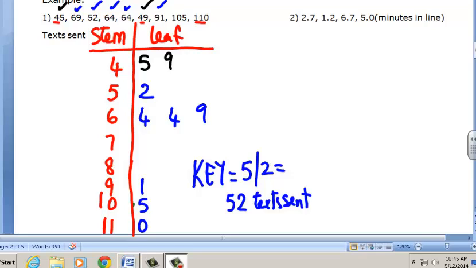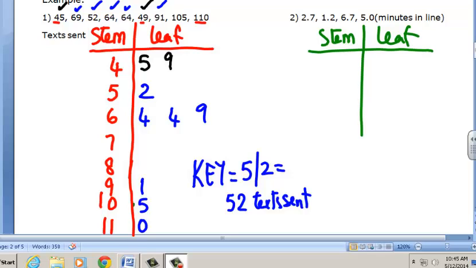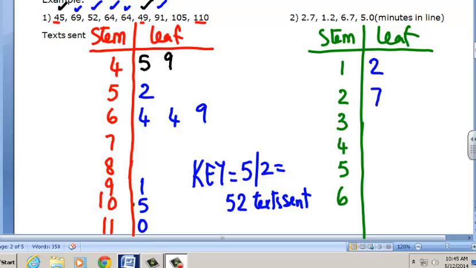Okay, now let's go with an example with decimals. Same exact thing, there's no difference. You have the stem and you have the leaf. In this case 1.2 is the minimum, so I'll start at 1, I'll go to 2. I know there's no 3 or 4, but still I'll include the stems 3, 4, 5 and 6. So 1.2, so I'll just write the 2, then 2.7, 3 and 4 leave it, 5.0 and 6.7.